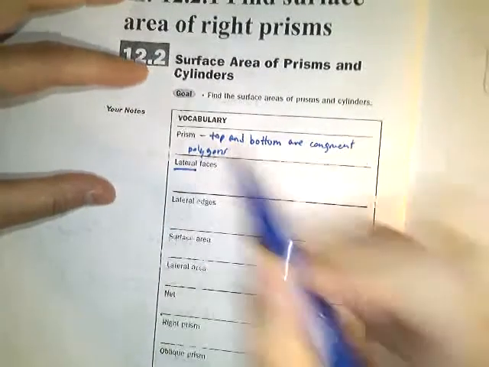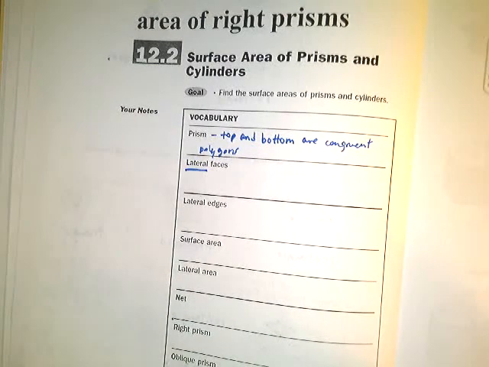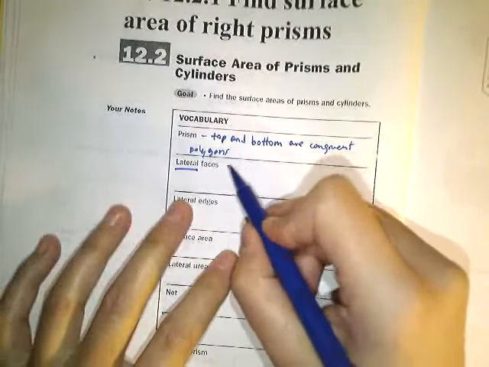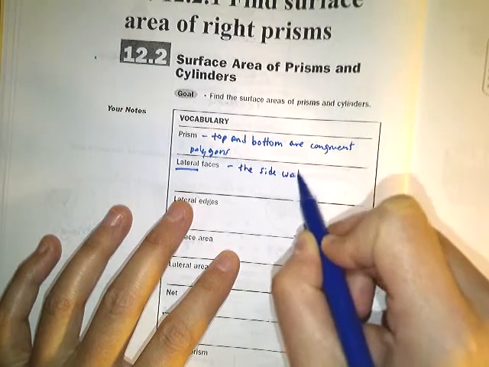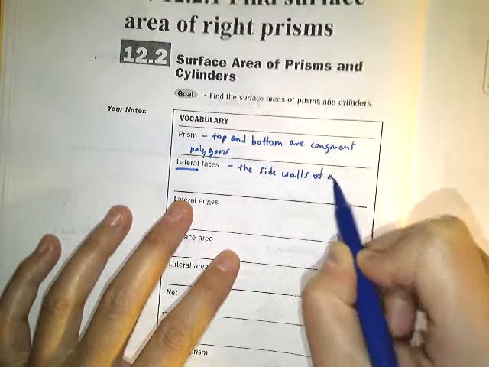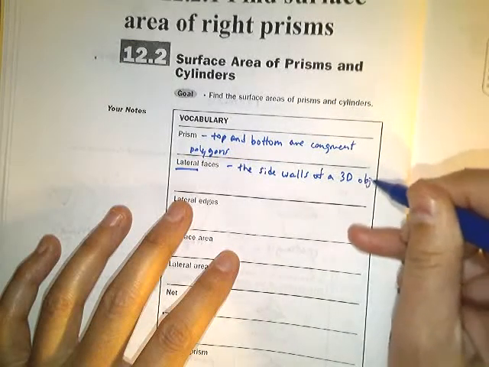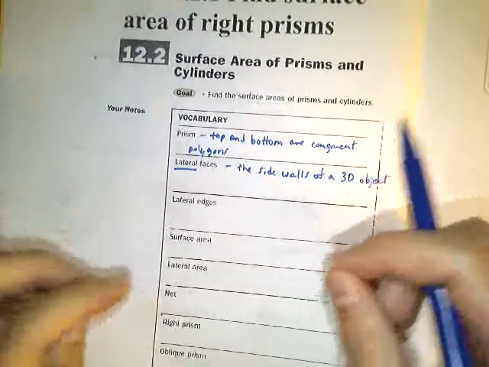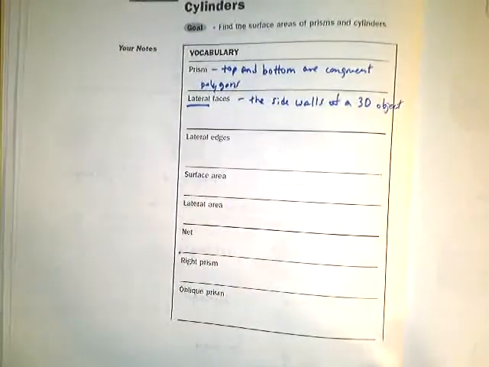Lateral means side. You have lateral muscles on the sides of your torso by your rib cage. So lateral faces are the side walls of a 3D object or prism. Lateral edges are obviously the edges on the sides. The surface area is how much surface it would take to cover the whole object, top, bottom, and all the sides surface.